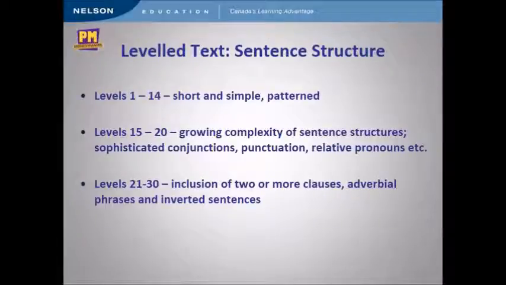We'll also be looking at the sentence structure in the level text. So in levels 1 to 14, the text uses very short and simple pattern text. And so the pattern text is really an important part of these early levels. Levels 15 to 20, you'll see that the text sentences become more complex in terms of their structures. So we'll be using more sophisticated conjunctions, punctuation, things like relative pronouns. In levels 21 to 30, we'll start to use a clause structure, so 2 or more clauses, adverbial phrases, sentences that follow different sentence patterns, such as inverted sentences.